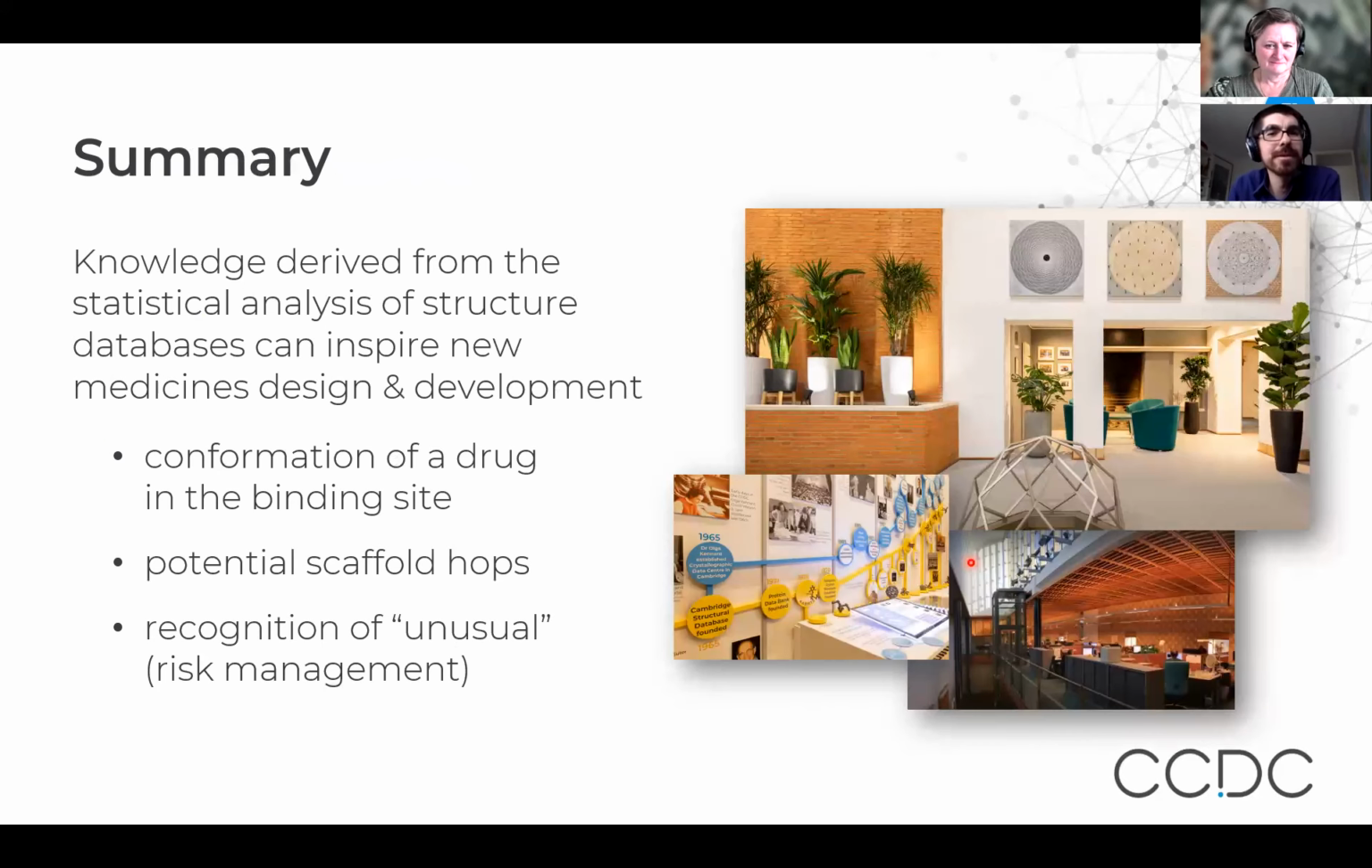So I hope that over the last 40 minutes or so, we've shown the knowledge that we can derive from structural databases. That statistical information can both inspire design of new medicines, but also give reassurance and that sort of backing to the decisions that we have to make during pharmaceutical development. We've shown the data in the CSD in terms of conformations can give information about how drugs interact in binding sites and proteins, as well as how we can link that to stability, and how the data can give us insight into designing new molecules as well.